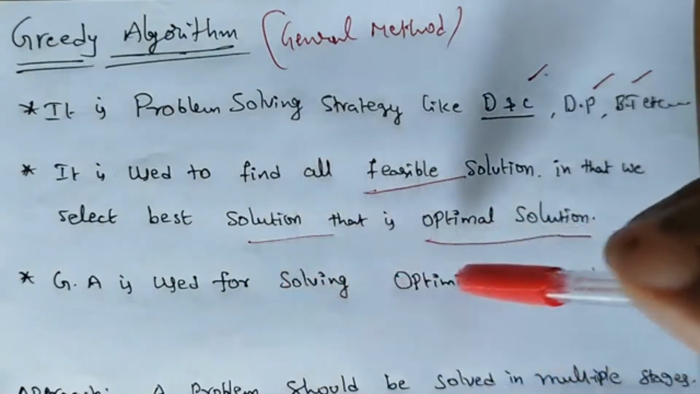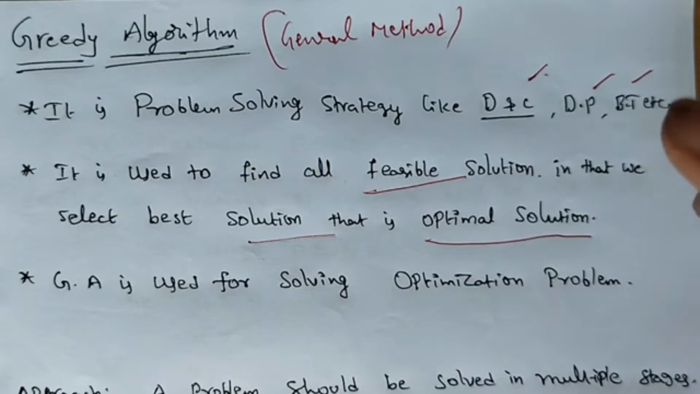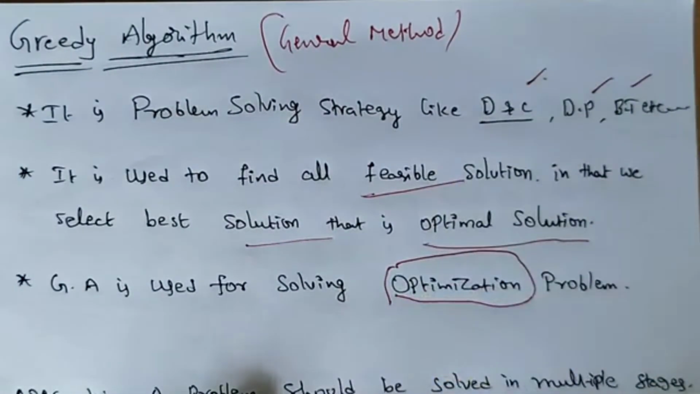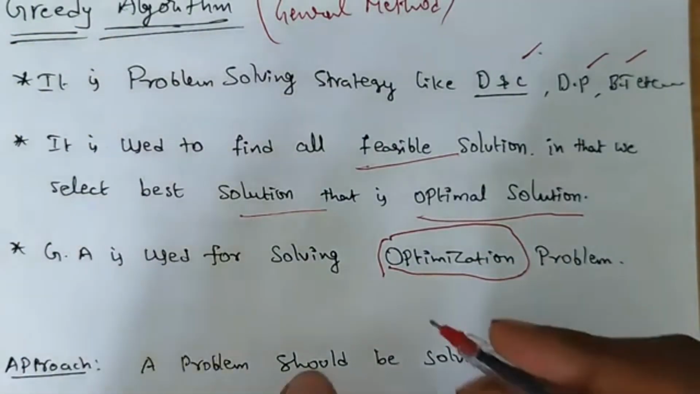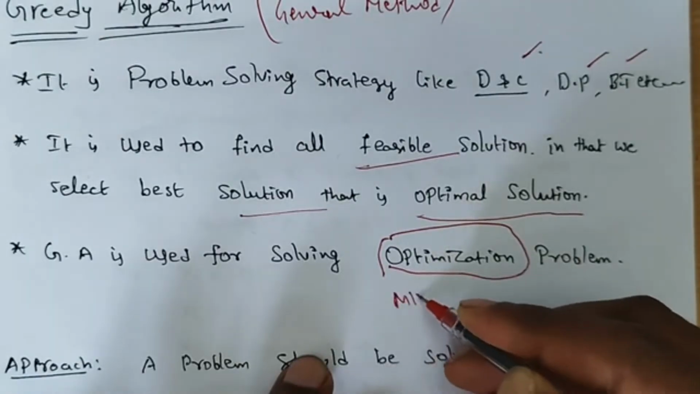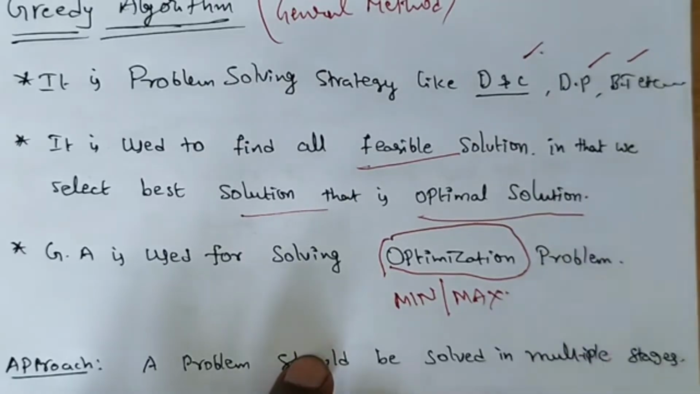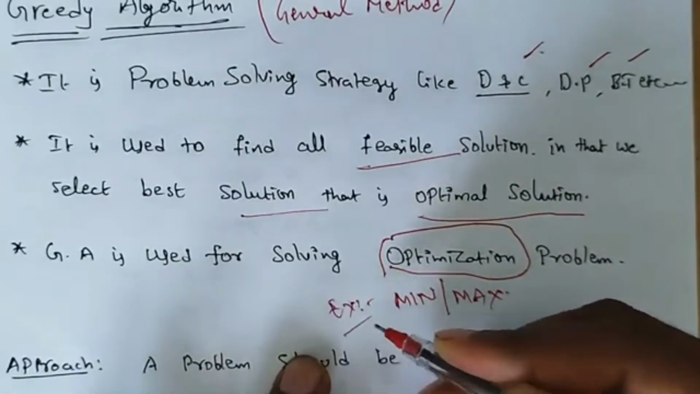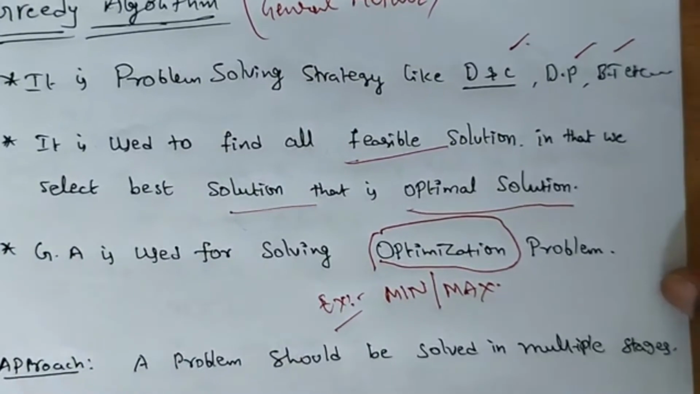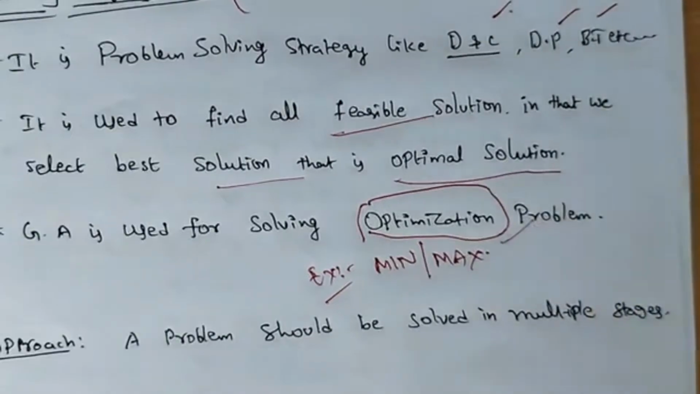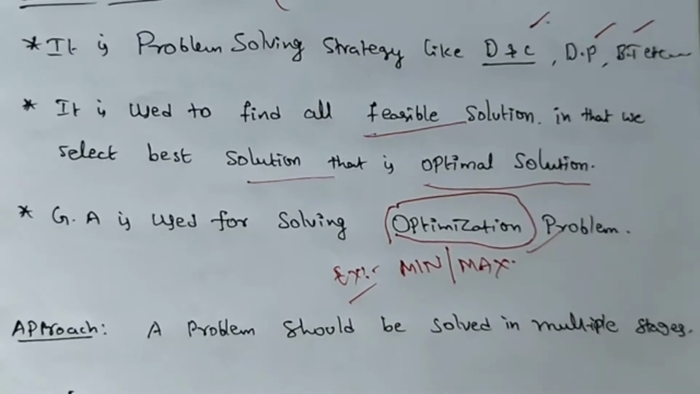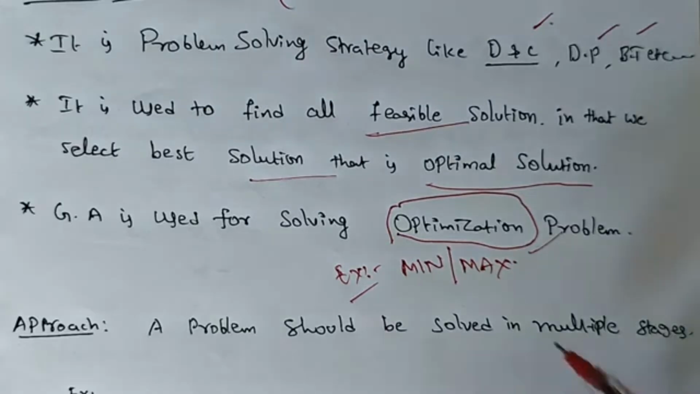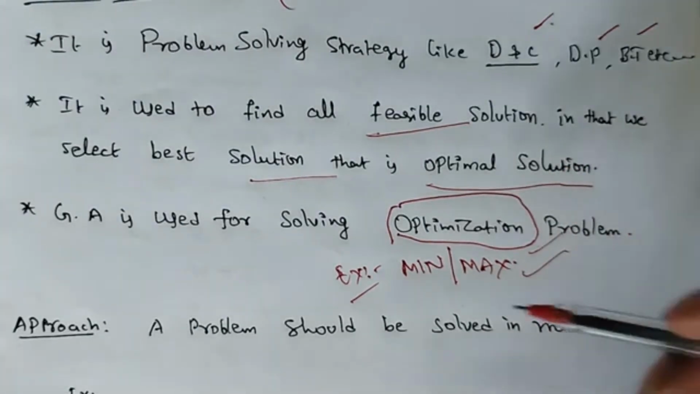Greedy algorithm is used for solving optimization problems. What is the meaning of optimization? Optimization is where we want to solve problems for either minimum or maximum cases. For example, we want to solve problems for minimum cost or maximum profit. Optimization contains these two solutions, either minimum cost or maximum profit. In these two cases, we will go with the greedy algorithm.